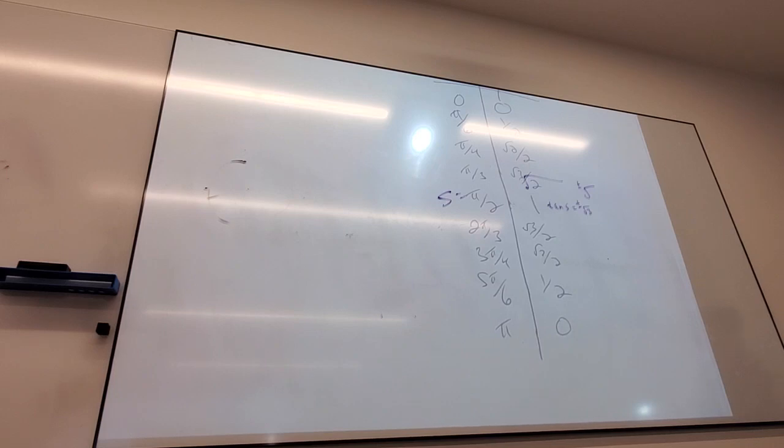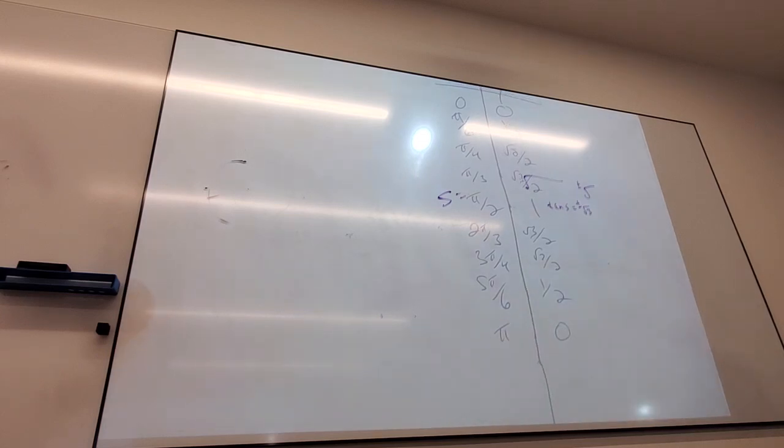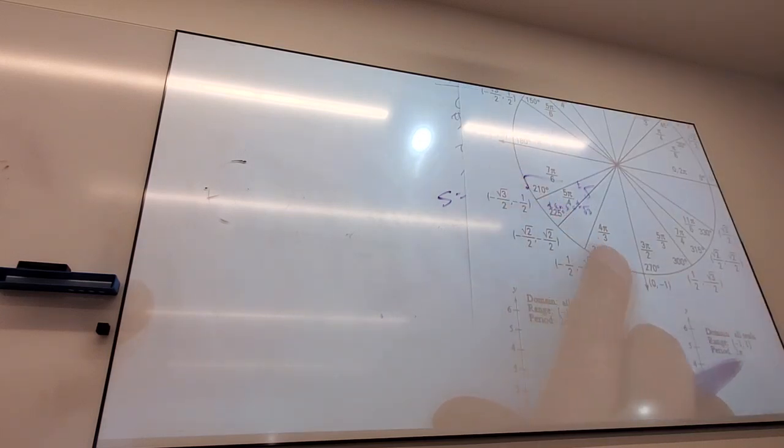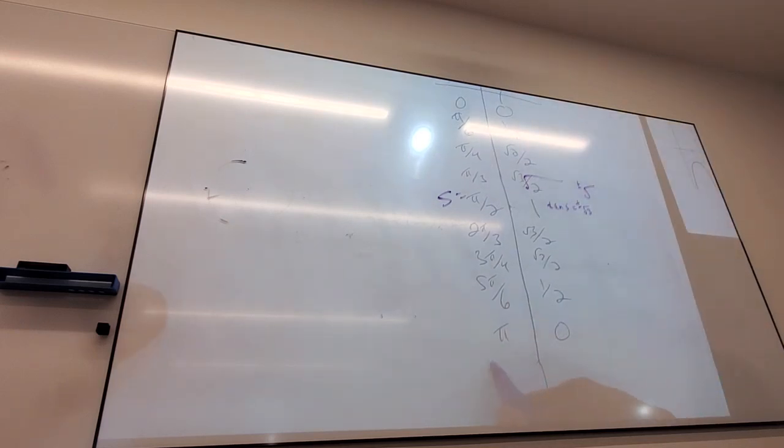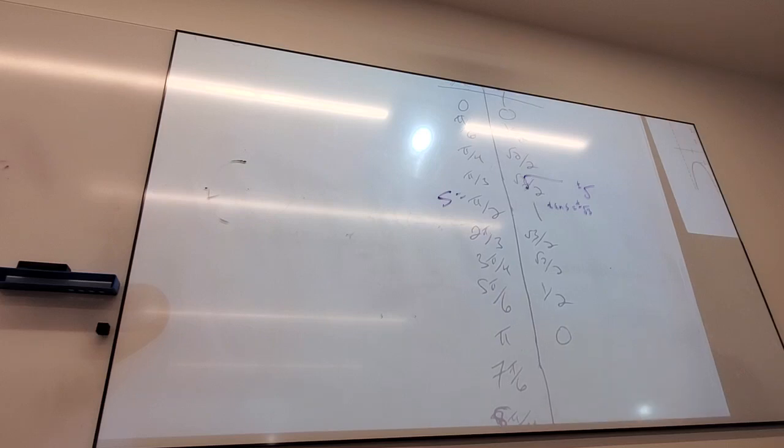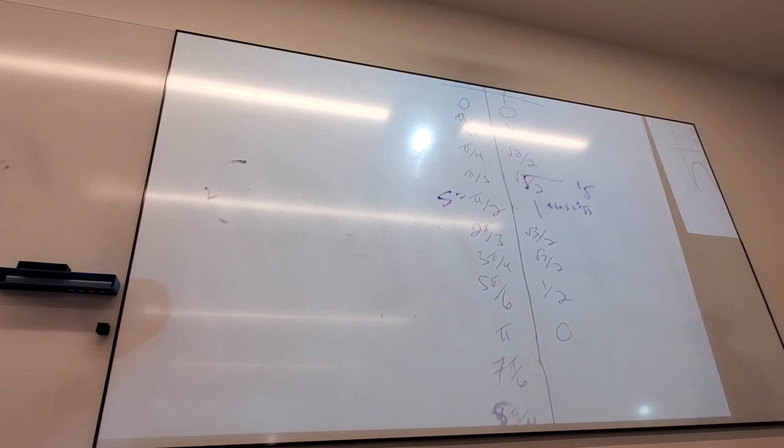We've never looked at sine exactly like this before. What's it going to do now? Again, you could use this as a reference to keep yourself straight. So now I'm going to have 7 pi over 6, 5 pi over 4, 4 pi over 3, and then 3 pi over 2.